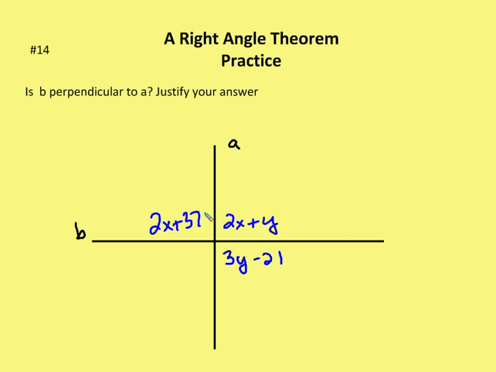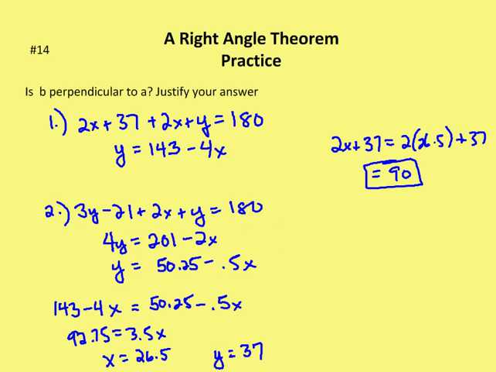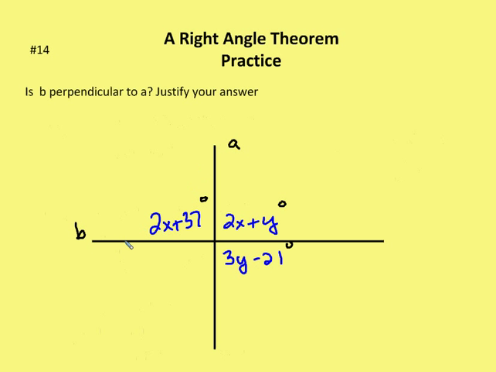Now I'm given that one angle is 2x plus 37 degrees, another angle is 2x plus y degrees, another is 3y minus 21 degrees. Well, there are a couple things that I can deduce from the diagram. The first thing I can say is that 2x plus 37 plus 2x plus y is equal to 180 degrees. So I can say that B is a straight line, so I know that 2x plus 37 plus 2x plus y are supplementary, and I know that they, in fact, add up to 180 degrees.